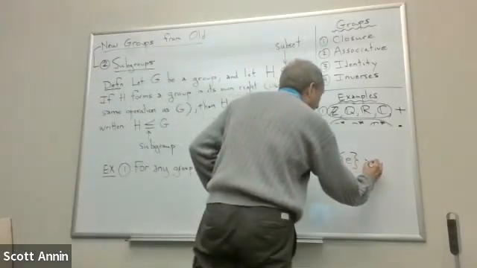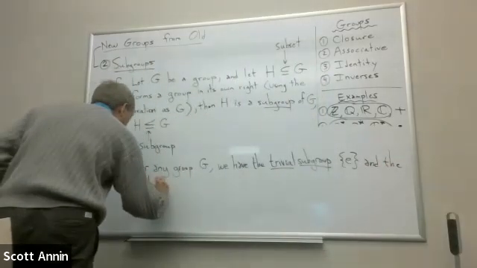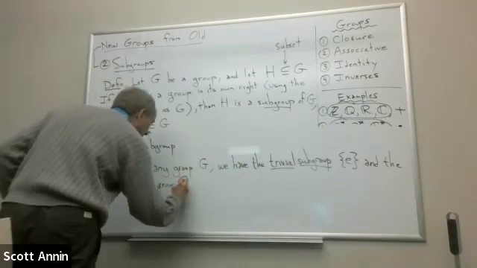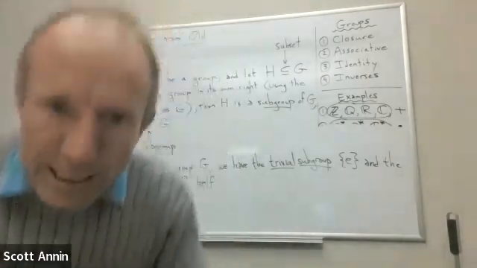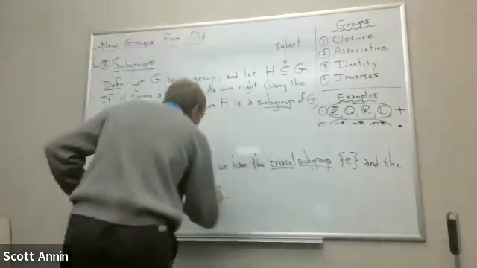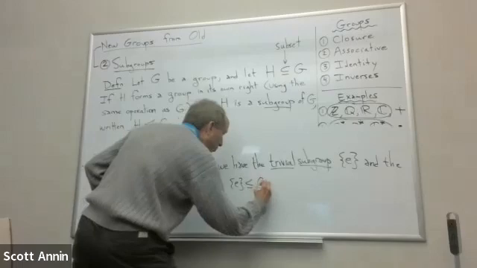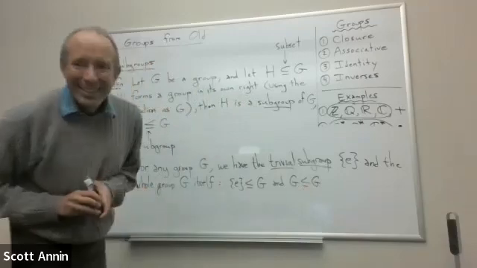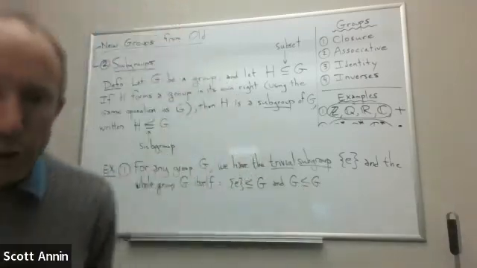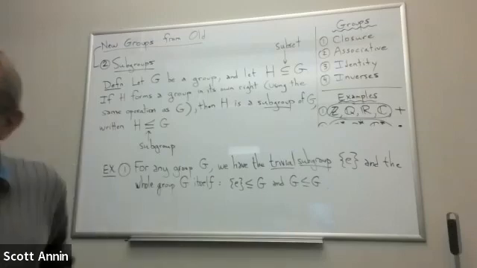E and the whole group itself. That's also a very boring subgroup. So what we're saying here is that the identity by itself is a subgroup of G, and G itself is a subgroup of itself. So not terribly interesting, either one of those examples, but it's still good to think about those things.